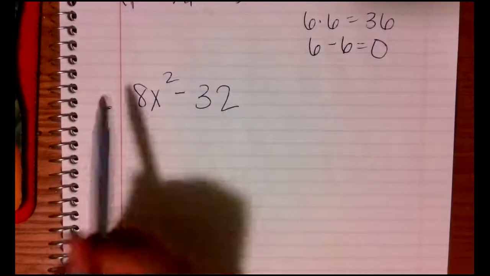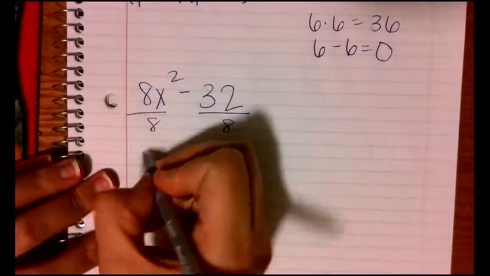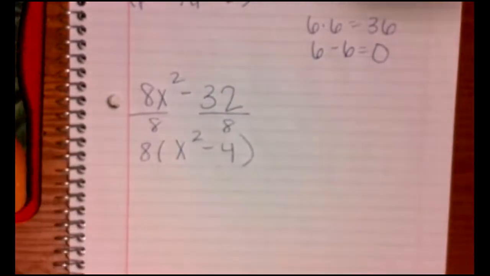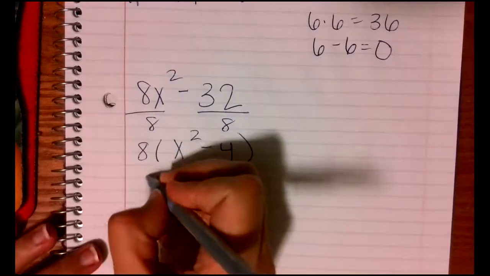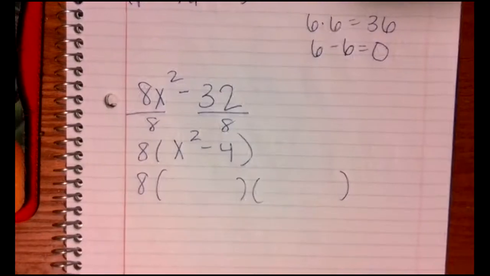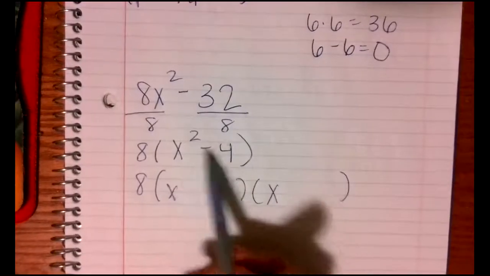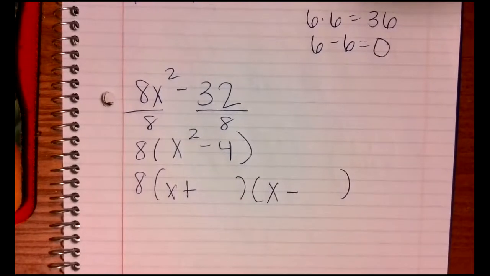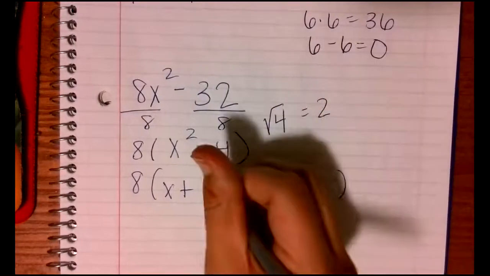All right, and the last one, there is a GCF. I can divide both terms by 8. So I've got 8, and then I'm left with x squared minus 4. And then I can continue factoring. So 8's still there, and I need 2 sets of parentheses. So one way to think of it, x times x is x squared. We're missing the middle term, so one positive and one negative. And then the square root of 4 is 2.